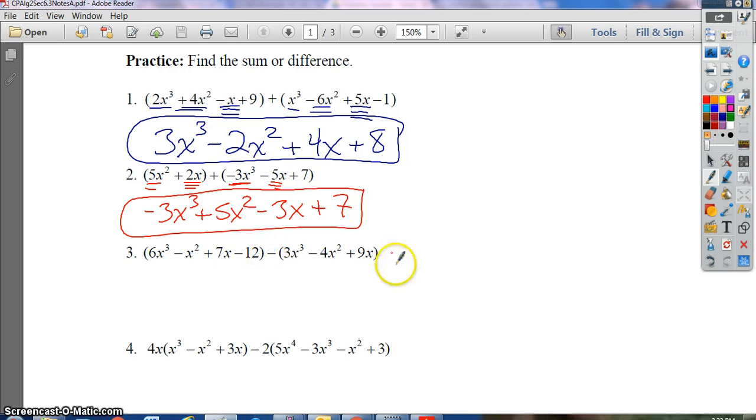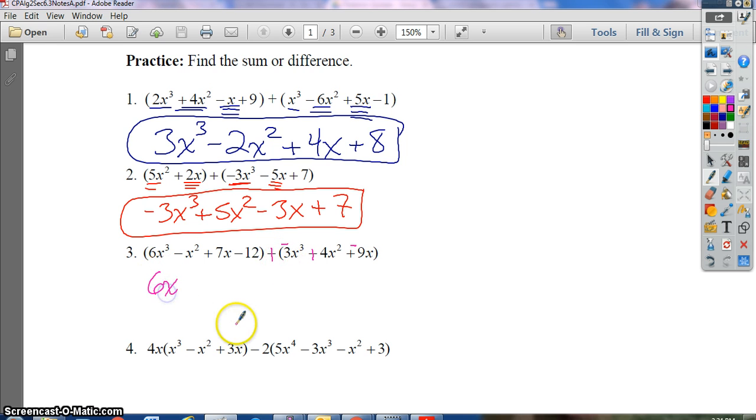I am going to be subtracting this whole thing. So best practice, believe it or not, is to have everybody switch the signs of what follows. So I'm going to make this addition. This is now negative 3. This is now a positive 4. That's now negative 9x. 6x to the third minus 3x to the third.